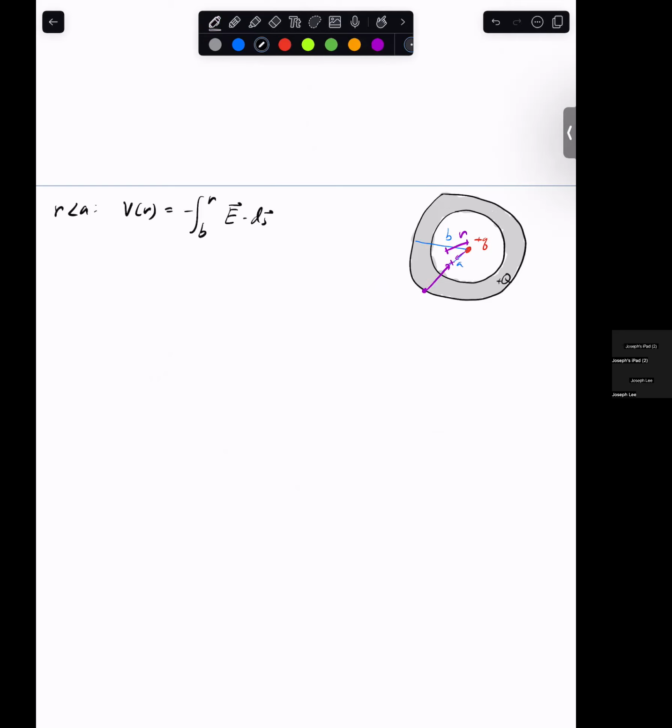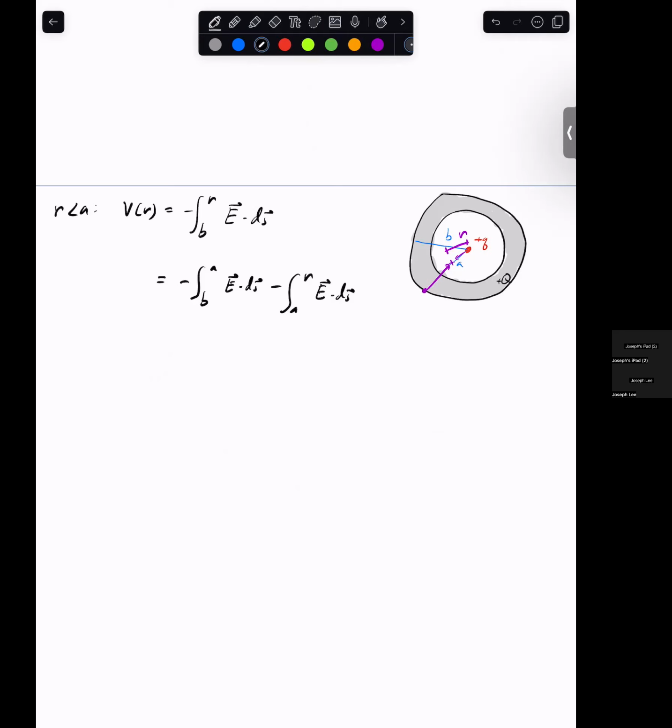But what I'm going to do here is break it apart into two separate integrals. The first one will go from b to a, and then the second one will go from a to r. I'm doing this because our electric field that was given to us was a piecewise function.